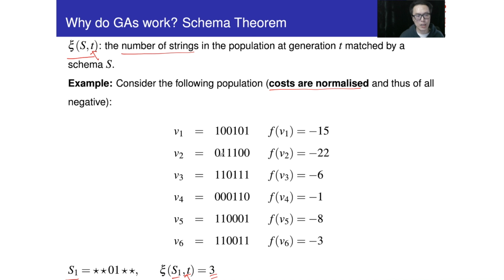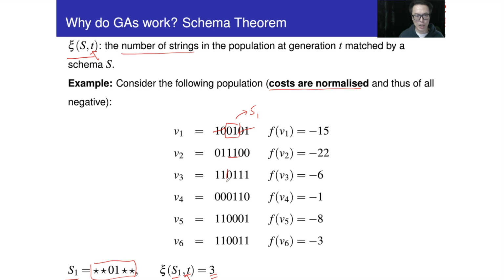Why is it 3? We are going to check this schema: star, 0, 1, star. Because the first bit is star, we don't care about what value it is, and likewise for the last bit. The middle is 0, 1. So this string matches the schema S1. For this one, the middle is not 0, 1, so this is not S1.